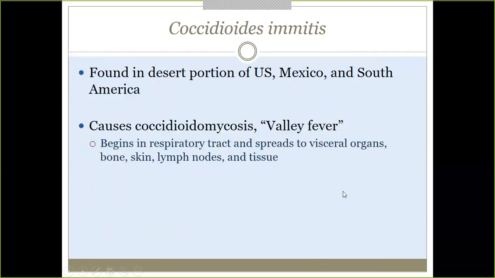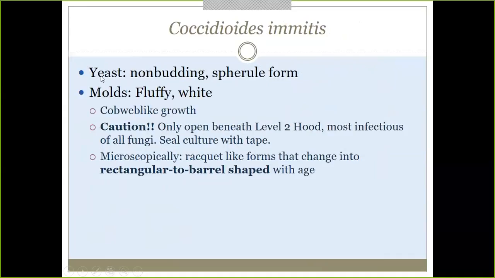And again, all right, Coccidioides immitis, again, that's our valley fever, desert portion of U.S., Mexico, and South America. Starts in the respiratory, spreads throughout. Again, occurs both as a yeast and mold. I want you to remember the mold phase on Coccidioides. It will be a rectangular to barrel-shaped look to it. You'll see the big note caution here. It is extremely infectious. So we cannot just open this up. You have to usually use a sealed culture. It has to be under at least a level 2 hood or higher. Level 3 would be better because it is pretty infectious.